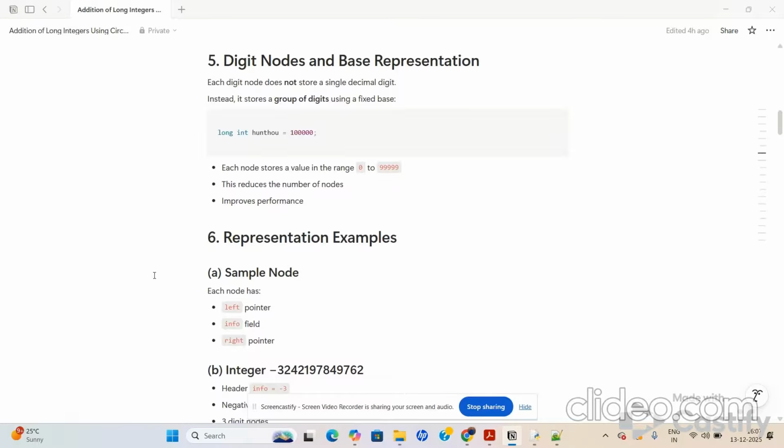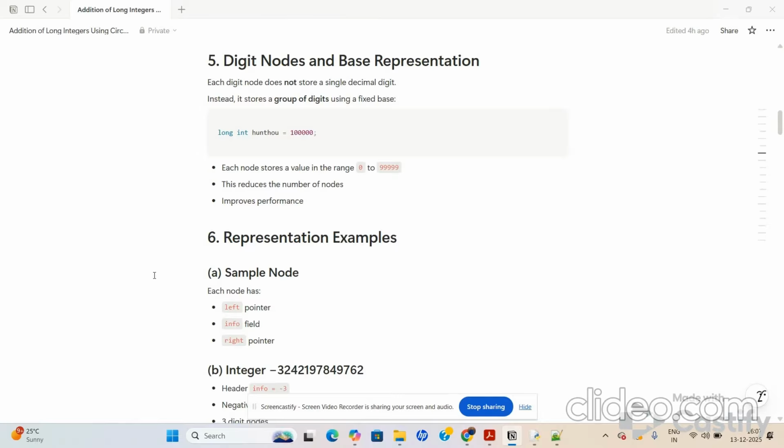Okay, so each node, if you are already aware, does not store a single decimal digit. Instead, it stores a group of digits using a fixed base. In our case, the base we have used is 100,000, that is 10 power 5, or simply 1 lakh. That means each node consists of a 5-digit number and the value ranges from 0 to 99999.